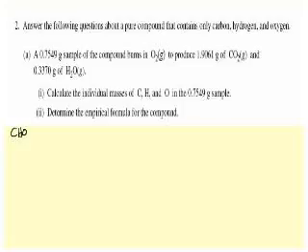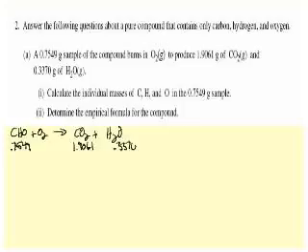plus O2 yields CO2 plus H2O. This is what some people were struggling with a little bit last night too. This was the online lab type thing. So I found that 0.7549 grams produced 1.9061 grams of CO2 and 0.3370 grams of H2O. Calculate the individual masses of C, H, and O in the sample.